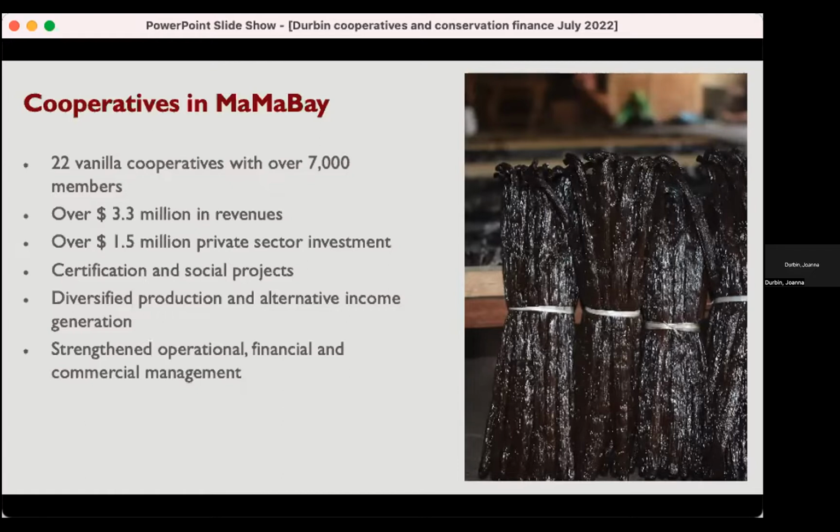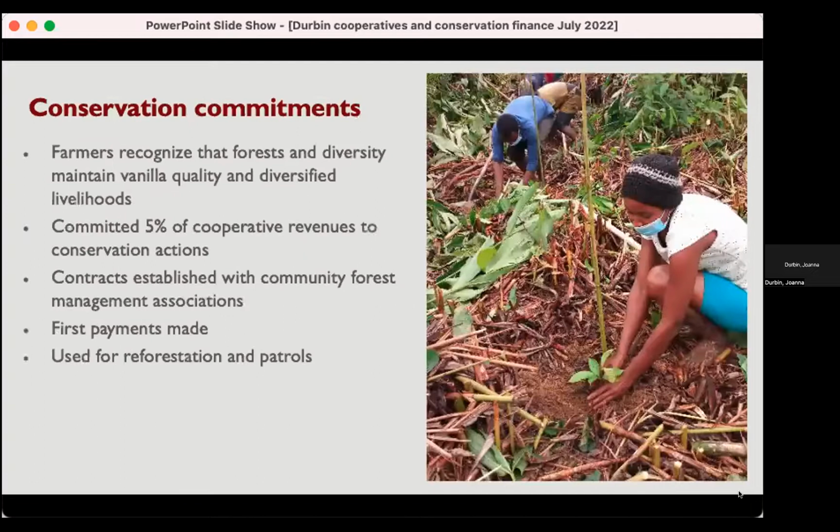The farmers themselves have recognized that the surrounding forests and diversity are important to maintain the quality of their vanilla production and for their alternative income generating activities. They've committed 5% of the cooperatives' revenues to conservation actions and established contracts with community natural resource management associations that themselves have contracts with the government for management of forest and coastal areas. This mechanism has started to work already, and the first payments have been made and have been used for reforestation activities and for patrols.